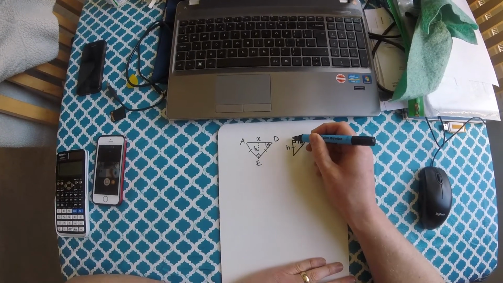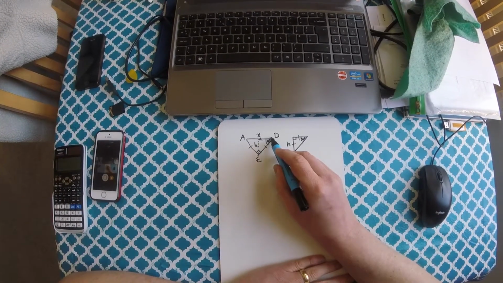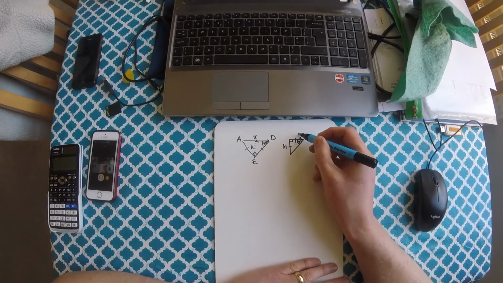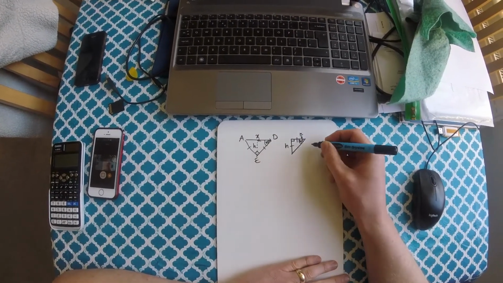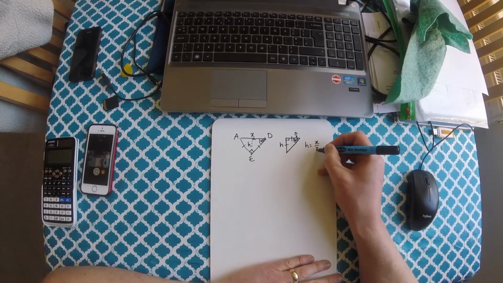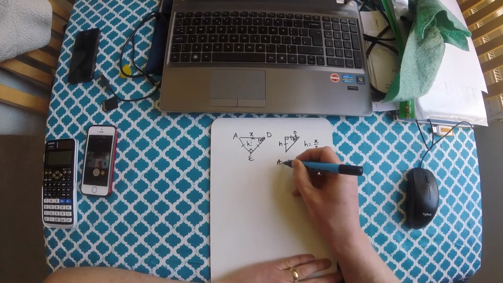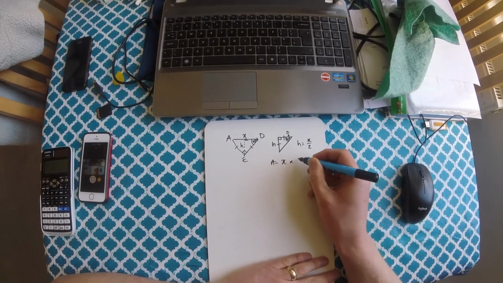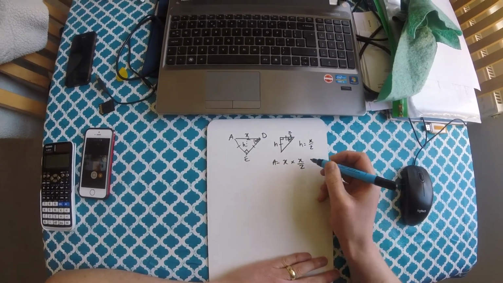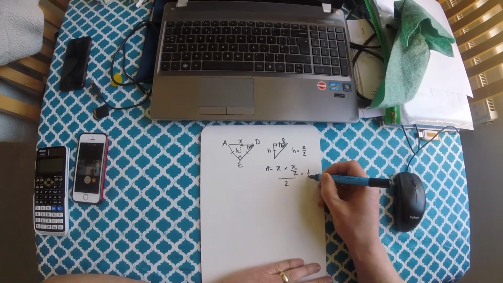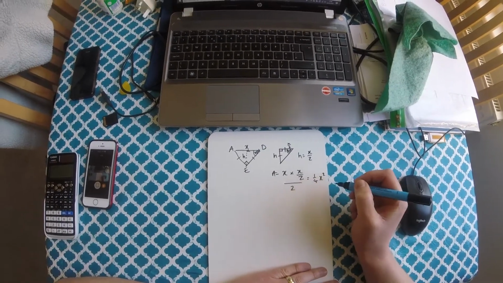So half of this distance here is just going to be x over 2, and that means that actually the height of the triangle is just x over 2 as well. So we've got base x times by the height, x over 2, and then all divided by 2, which is where we're going to get our quarter x squared from.